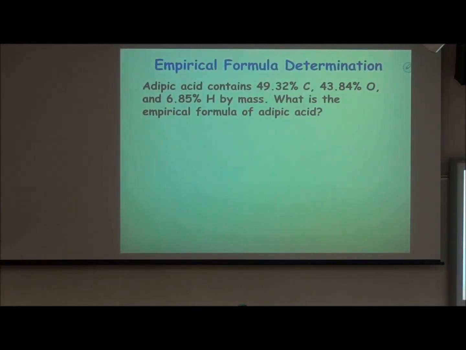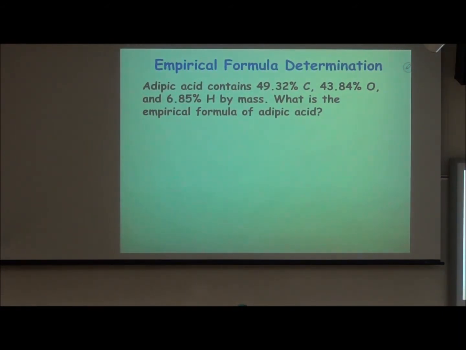All right, so let's do this example together. It shows adipic acid. I'm guessing that most of you have never even heard of adipic acid and certainly don't know what the formula for adipic acid is. But it does have 49.32% carbon, 43.84% oxygen, and 6.85% hydrogen. So our first assumption is that all 3 of those numbers are going to add up to 100%.